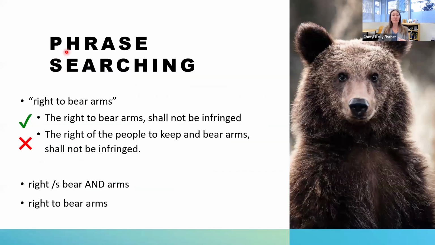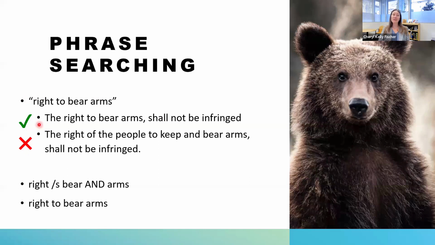It's called phrase searching. If you were to search for the phrase right to bear arms and you put it in quotation marks, that would get you a case that says exactly "right to bear arms." It would get you a case that says "The right to bear arms shall not be infringed." And you'd be happy because you were looking for a case like that. But you would be sad because you would miss a case that says "the right of the people to keep and bear arms shall not be infringed." This language would not appear if you searched for this in quotation marks.